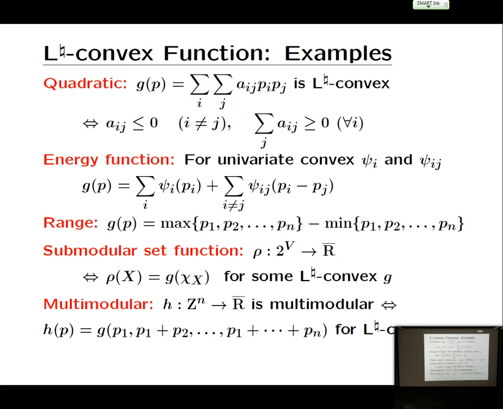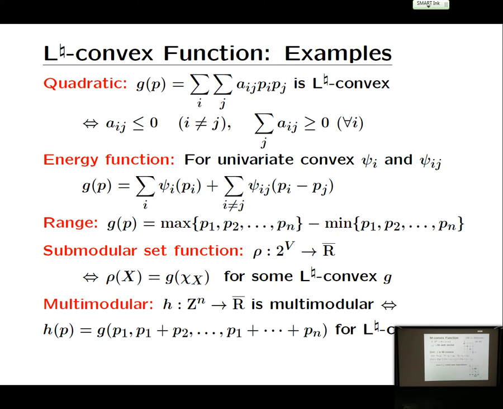Now, here are some examples. L-natural convex functions, maybe there are many, but the submodular set function is a particular case, and energy function of this type, or I don't know the proper name of this function. It's a tension in network flow problem. It represents the cost of the tension. Okay, this is L-natural convex.